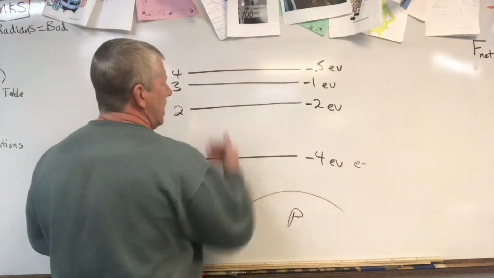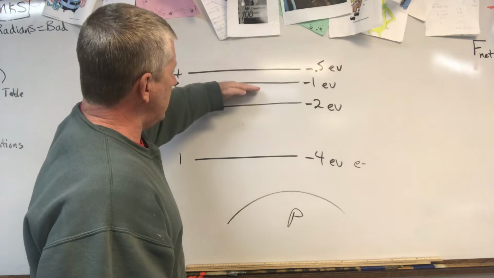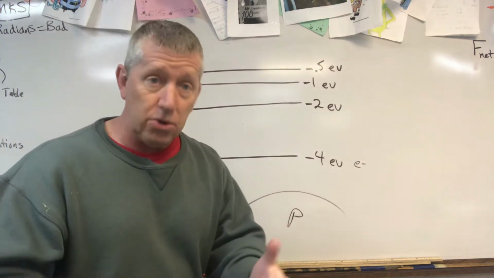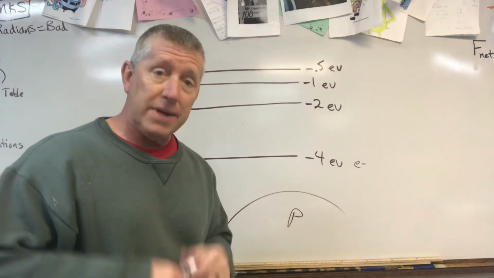These are energy levels, and they have some energies associated with them. If I drop from an energy level from here to here, I'm going to give off a certain amount of energy. If I drop from here to here, a certain amount. If I drop from here to here, a certain amount. Okay, that's what the negatives are there for.